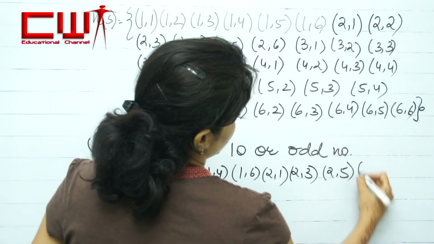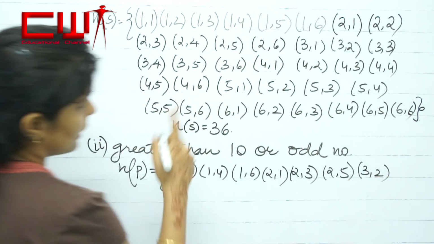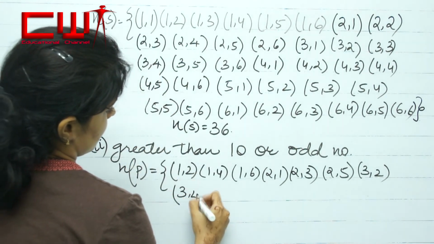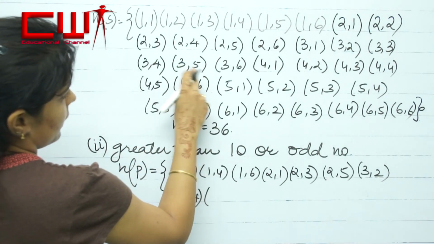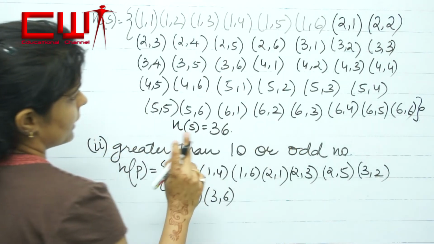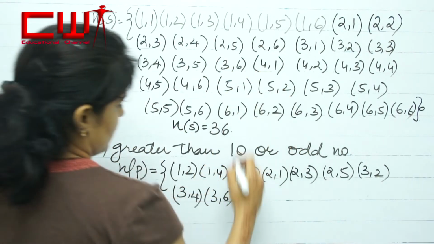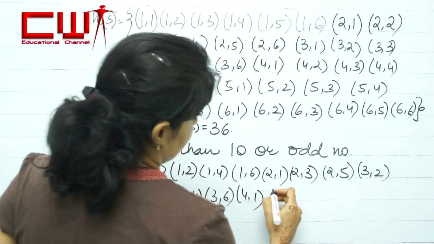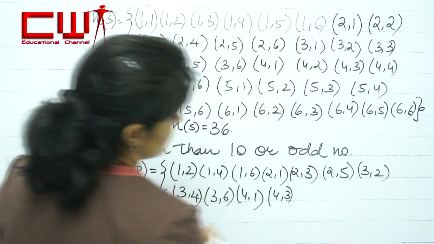3 and 1, 4? No. 3 and 2 will come. 3 and 3, 6 will not come. 3 and 4, this will come. 3 and 5, that is 8, will not come. 3 and 6, 9 will come. 9 is an odd number. 4 and 1, 5. This will come. 4 and 2 will not come. 4 and 3 will come. That makes up 7. 7 is an odd number.